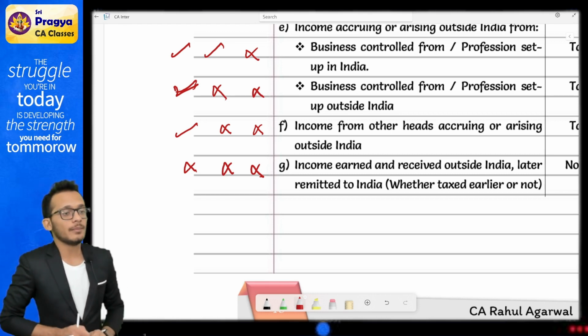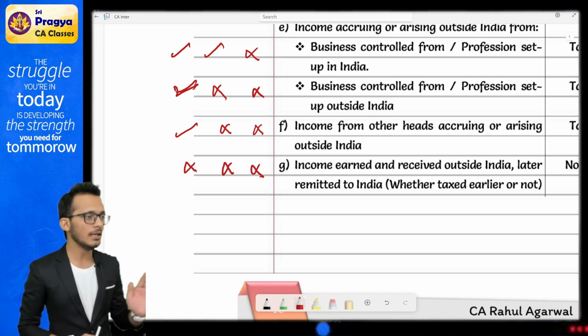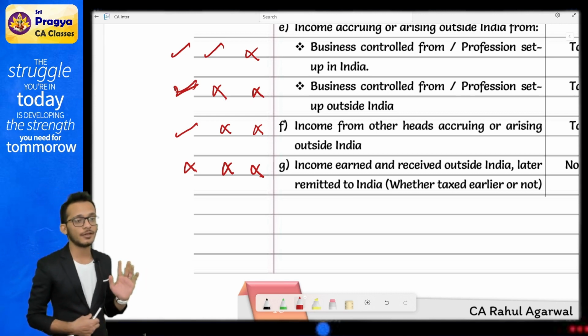I will check on accrual basis. On accrual basis, if it is taxed, I will tax it. If not, I will ignore it. Yes or no? This is what the scope of total income looks like.